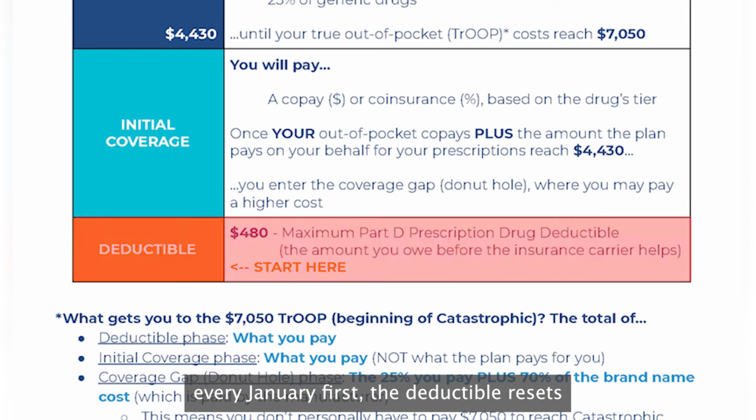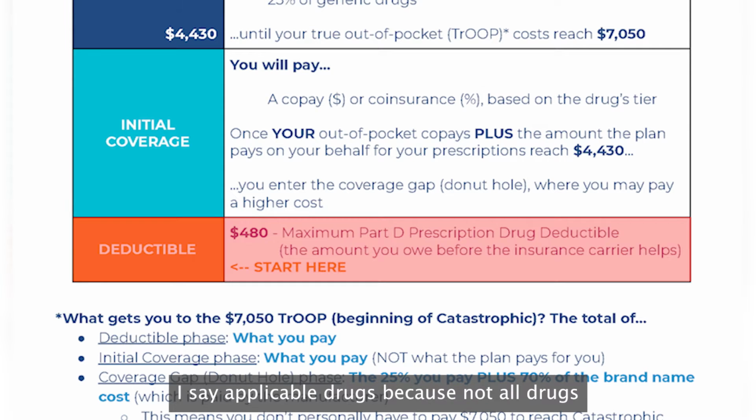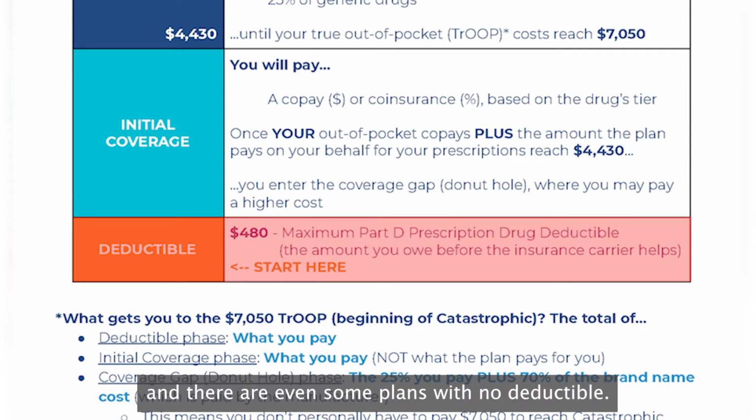Deductible. Every January 1st, the deductible resets, the maximum being $480. Remember, a deductible is what you owe before the insurance carrier starts to pay. So if your plan has a deductible, you will owe the full cost of applicable drugs until you meet the deductible. I say applicable drugs because not all drugs will necessarily be subject to the deductible. Some plans will have a $480 deductible on all drug tiers. Others only have a deductible on brand name tiers. And there are even some plans with no deductible.